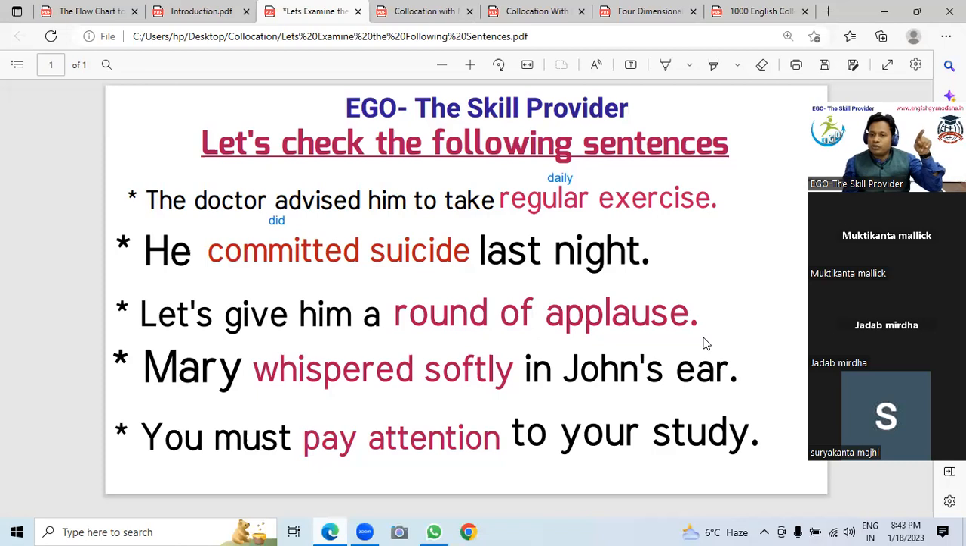For example, if somebody is going somewhere else, like somebody is giving something, let's give him a round of applause. You will hear it that way, and that is called a collocation. Mary whispered softly.